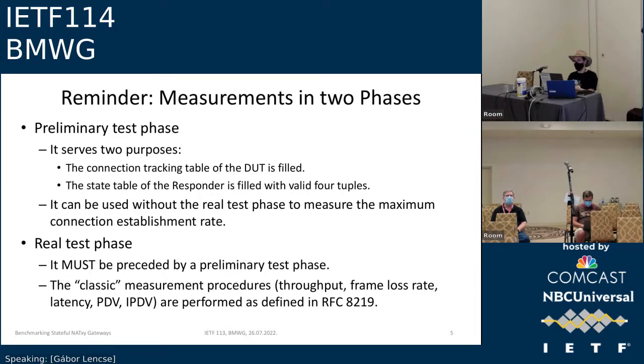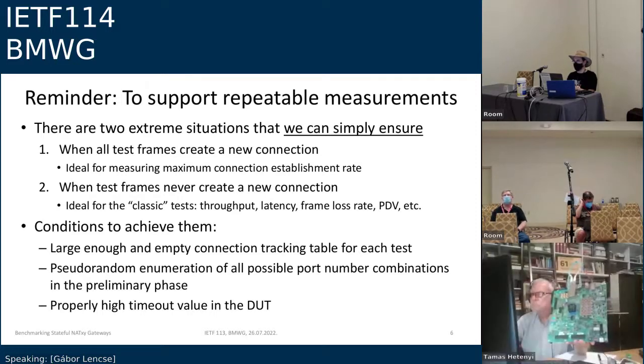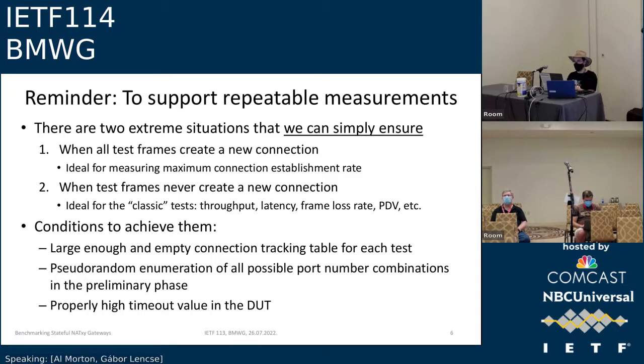Yes, thank you. And of course, we would like to achieve repeatable and meaningful results. So we would like to achieve two extreme situations. One situation is when every test frame creates a new connection. It is ideal for measuring the maximum connection establishment rate because it measures only that. It is also necessary for the other measurements in the preliminary phase, so that we fill in the device under test connection tracking table and the tester's state table. And then in the second phase, the real test phase, the frames should not create any new connection. So for this reason, we can perform the other tests, like throughput, latency, frame loss rate, etc.